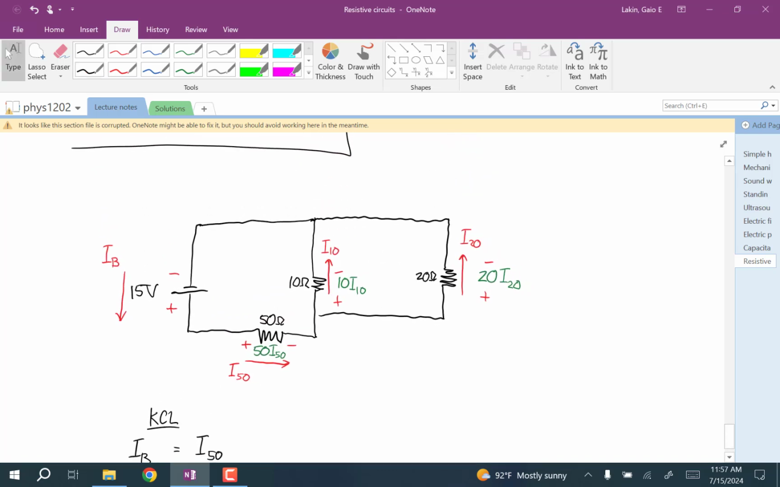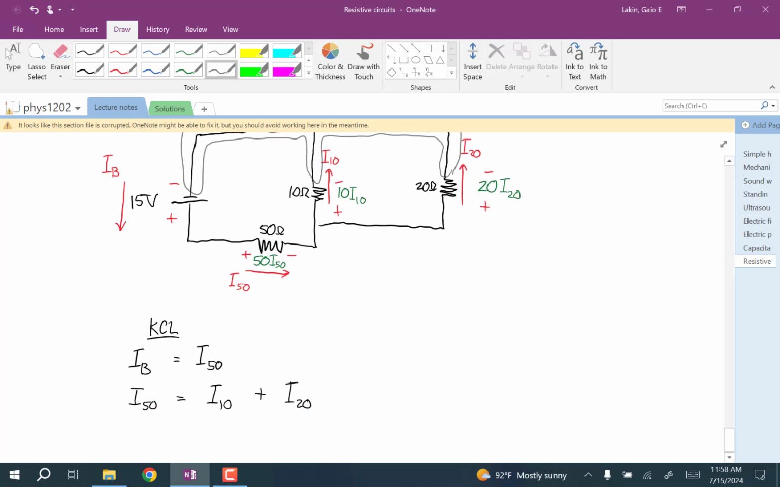And now the last node is this big one. You can see that that says going into that node, we have I10 and I20. Going out, we have IB. That looks like a new equation, kind of, except it's this second equation if we just substitute the first one into it. If you don't see that, it's really not a problem, but I'm going to leave this one off because our two first equations already tell us that.